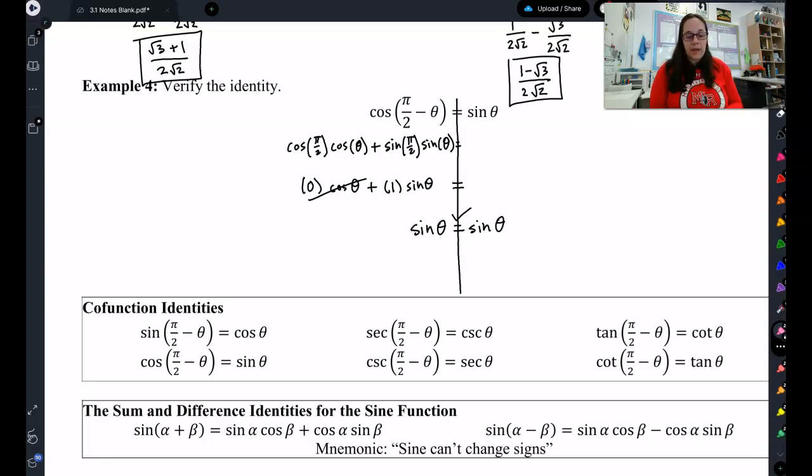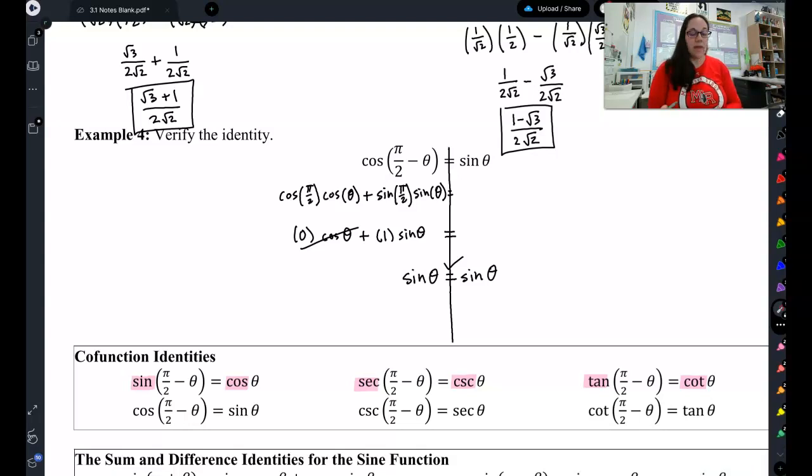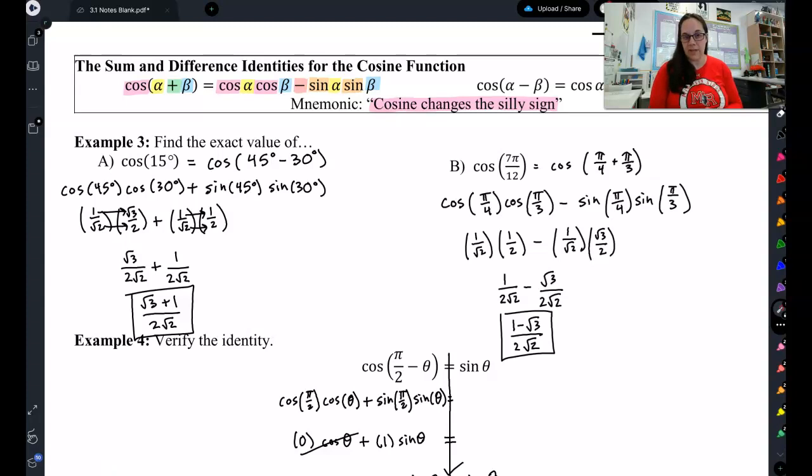How I memorize these is I notice the ones that are paired together. Sine is paired with cosine, secant is paired with cosecant, and tangent is paired with cotangent. And notice that inside it is always pi halves minus theta. So you get cosine of pi halves minus theta gives me sine, etc. for all of them. And those are your cofunction identities. In the next video, we're going to talk about the sum and difference identity, but for the sine function instead of the cosine function.